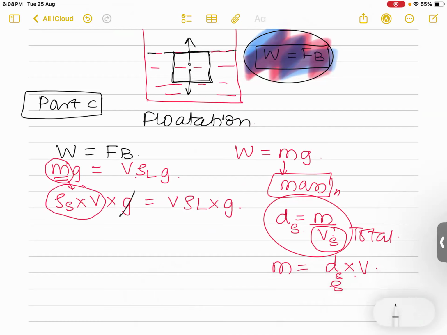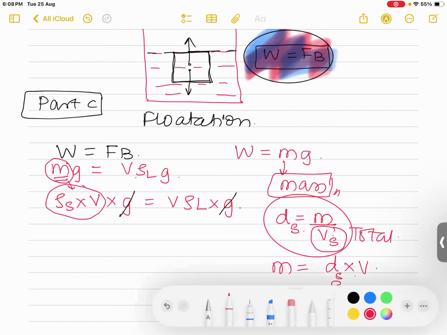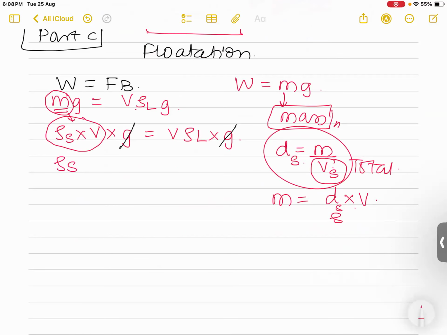Can I cancel g from both sides? So I get a formula: density of solid into total volume of solid is equal to small v, the volume of solid which is submerged inside the liquid, multiplied by density of liquid. Keeping volumes on one side and densities on the other side, we get small v upon capital V is equal to density of solid upon density of liquid. Easy. I shift this there and bring the liquid here. So I get this as my formula.